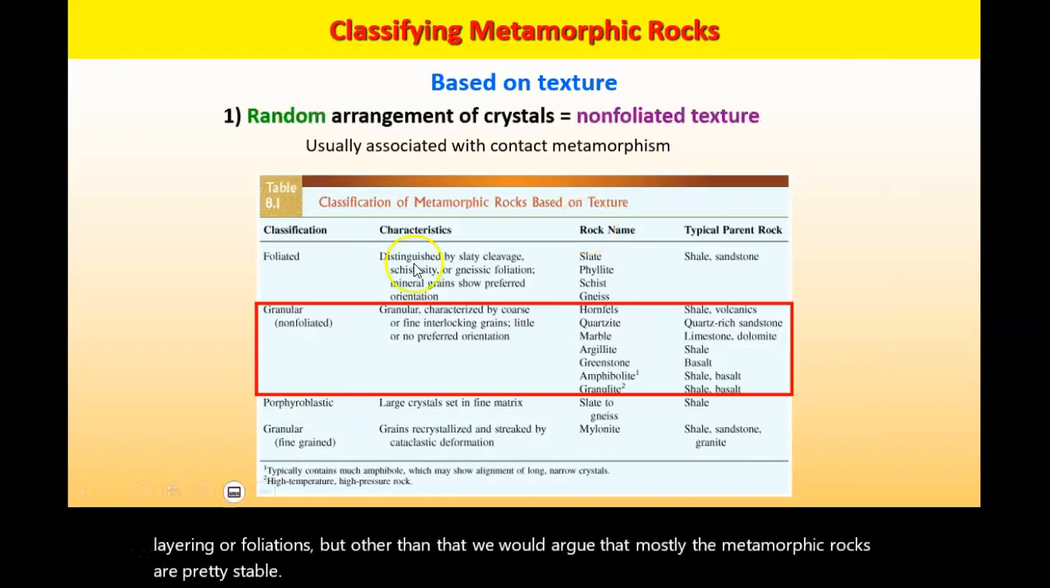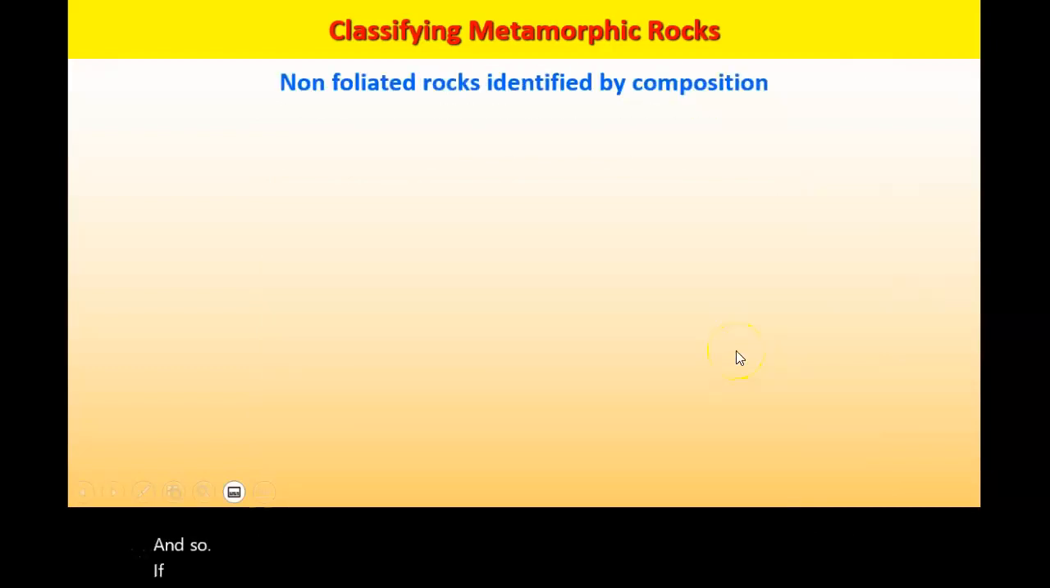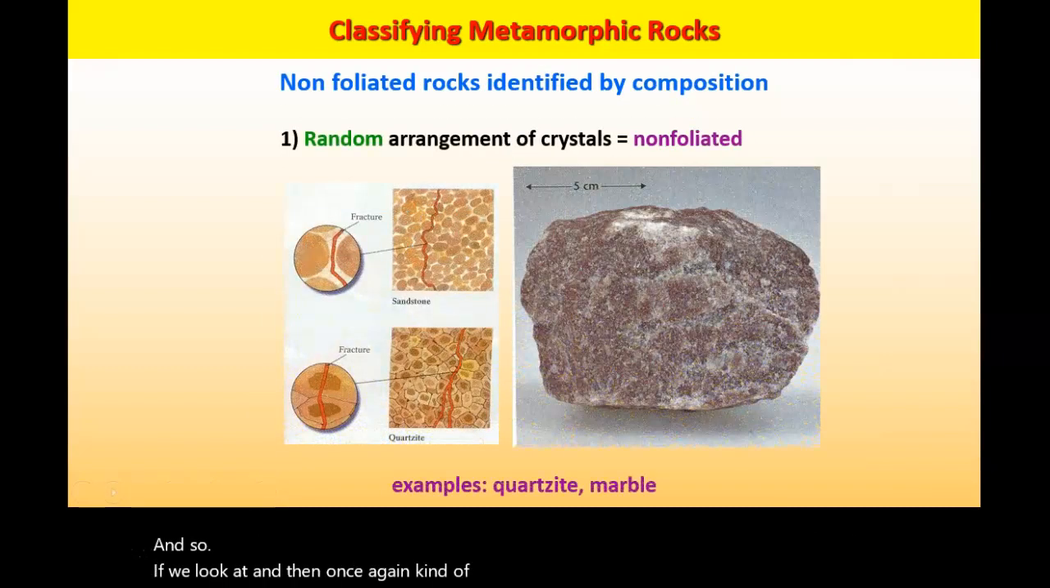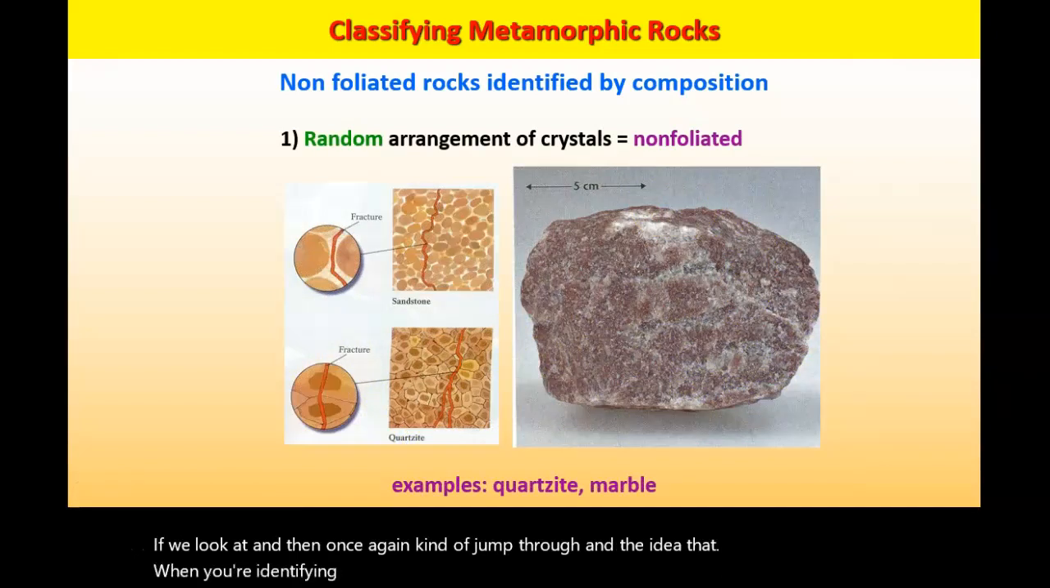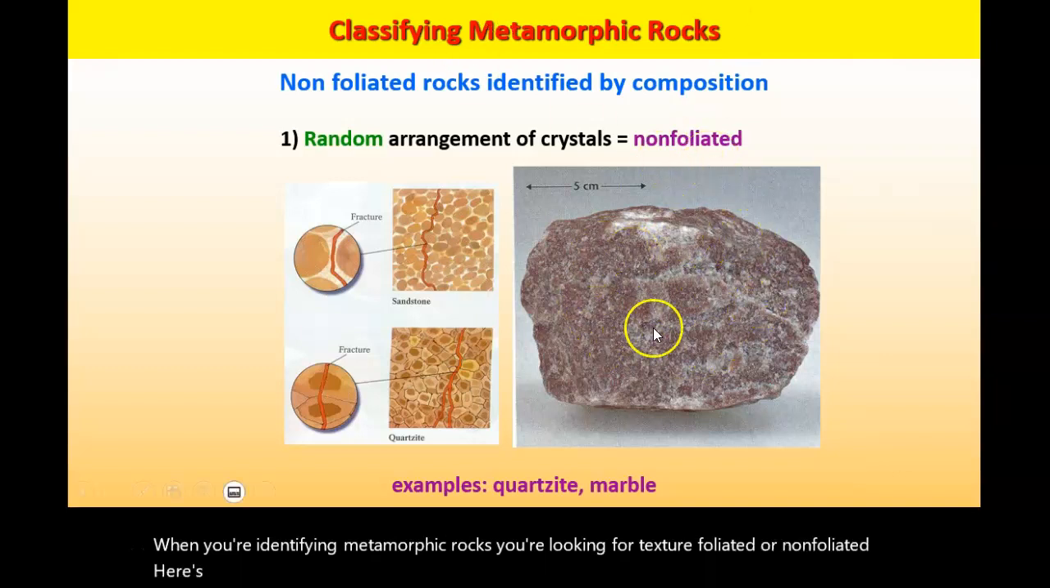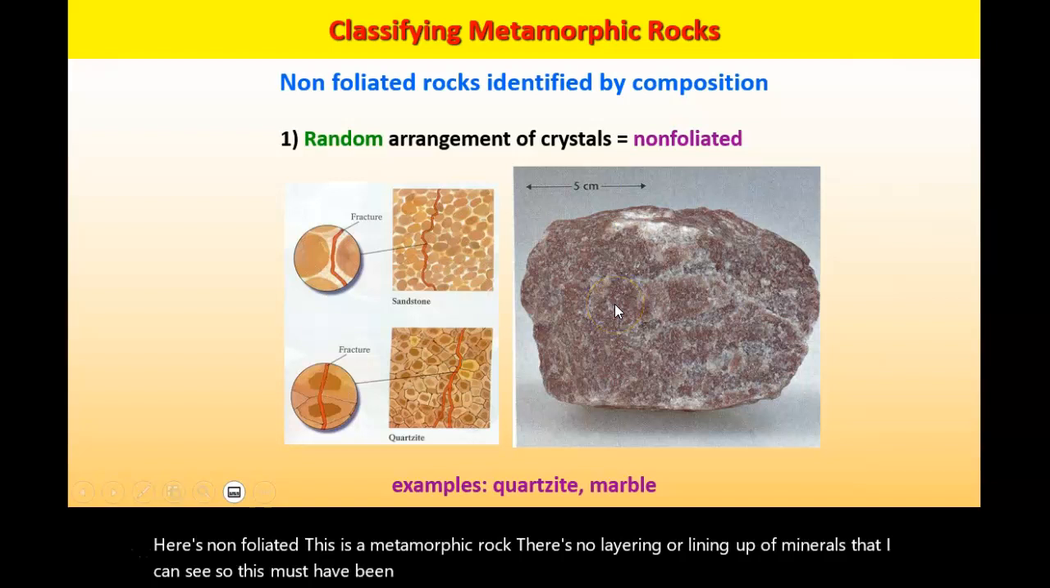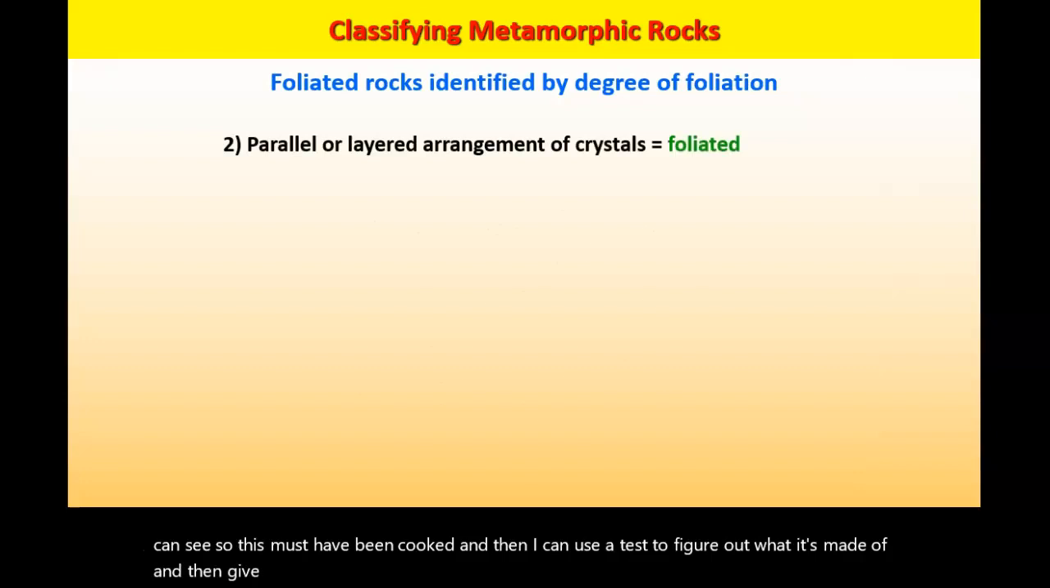And so if we look at, I'm going to once again jump through, the idea that when you're identifying metamorphic rocks, you're looking for texture. Foliated or non-foliated. Here's non-foliated. This is a metamorphic rock. There's no layering or lining up of minerals that I can see. So this must have been cooked, and then I can use a test to figure out what it's made of and then give it a name.